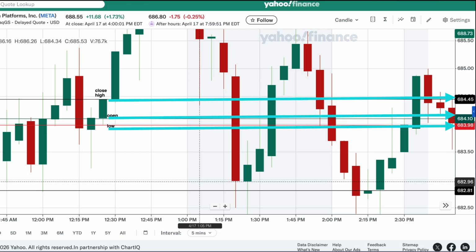Wait a minute, this one looks a little different, but we're still going to apply the same logic. The candle is green, so the open price on this 5-minute candle is $684.10. The low is $683.98. Now let's take a look at the high. You guessed it. The high and the close are the same price, $684.45.